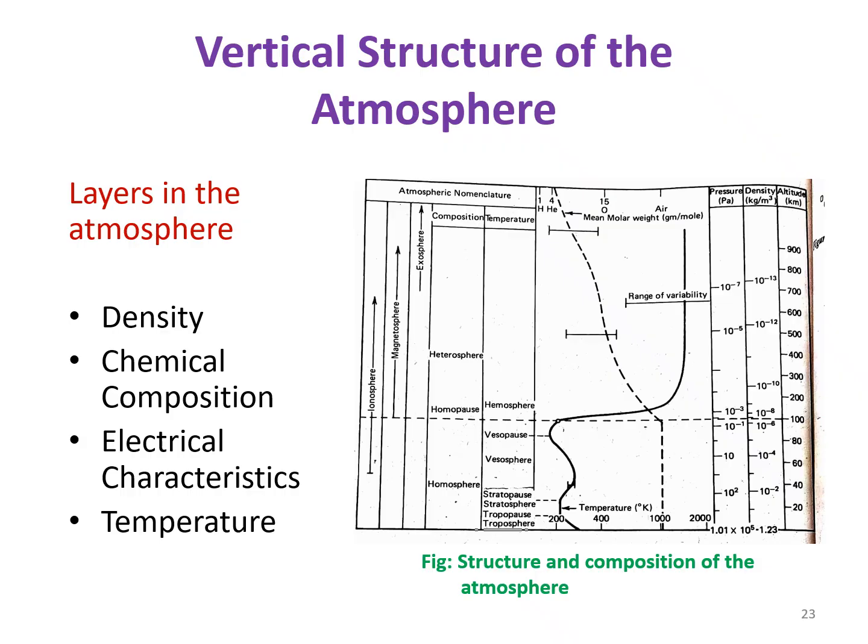The vertical structure of the atmosphere, the layers in the atmosphere, they vary with the density, chemical composition, electrical characteristics, and temperature.